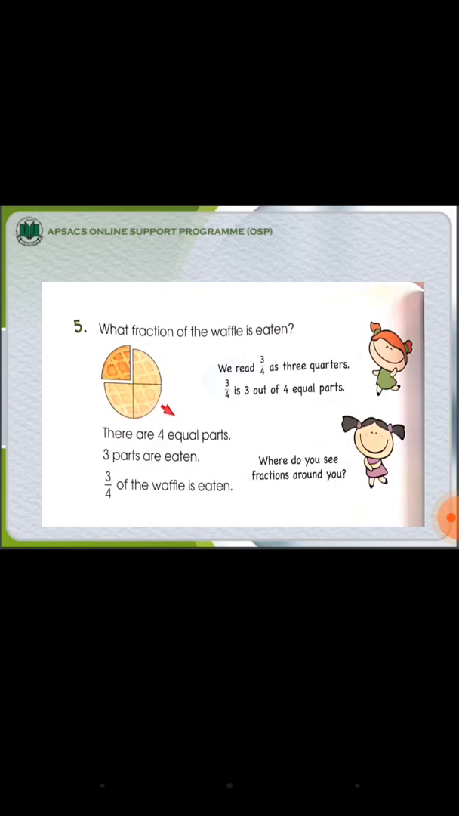Next, the numerator shows the number of equal parts that is shaded and the denominator shows the total number of equal parts in a whole. Question number 5 is, what fraction of the waffle is eaten? Look at the picture. One part is remaining and 3 parts are missing. And the waffle is divided into 4 parts. So denominator is 4. As 3 parts are missing, so 3 by 4 is the required fraction. 3 by 4 of the waffle is eaten.